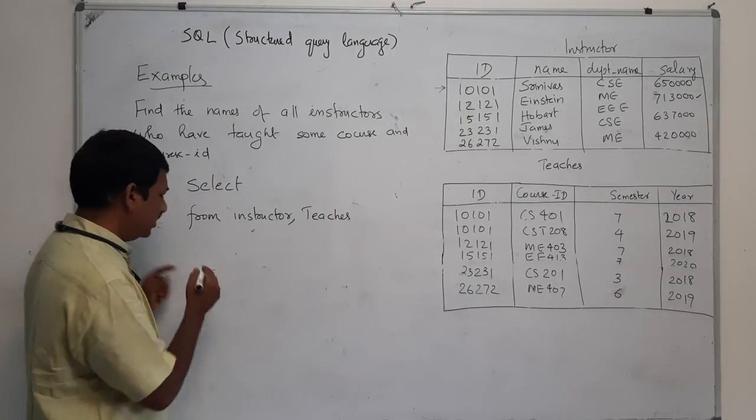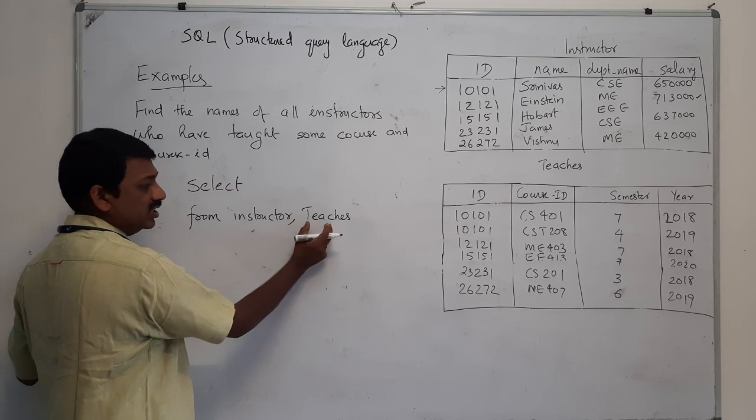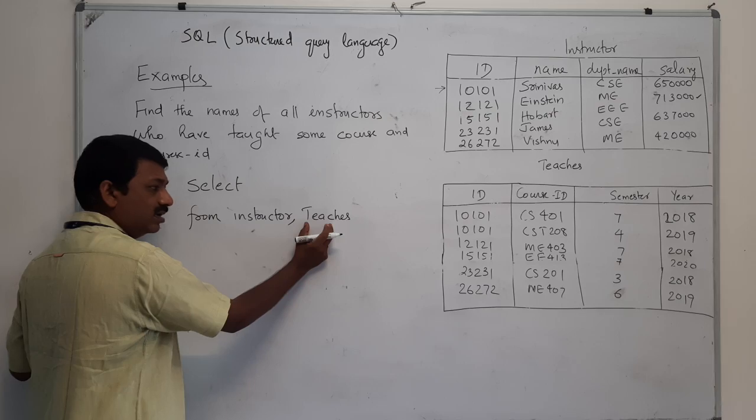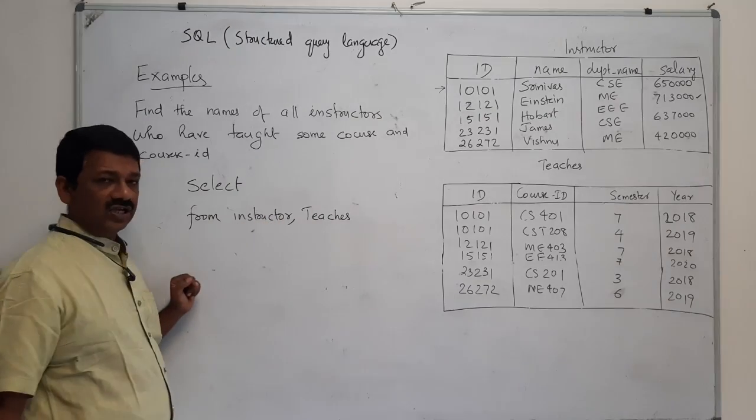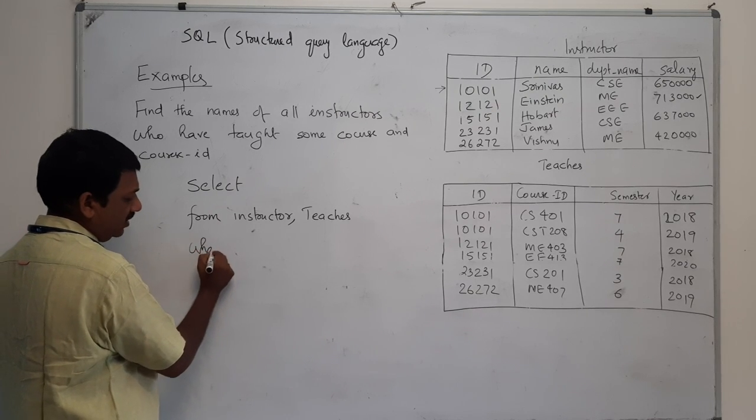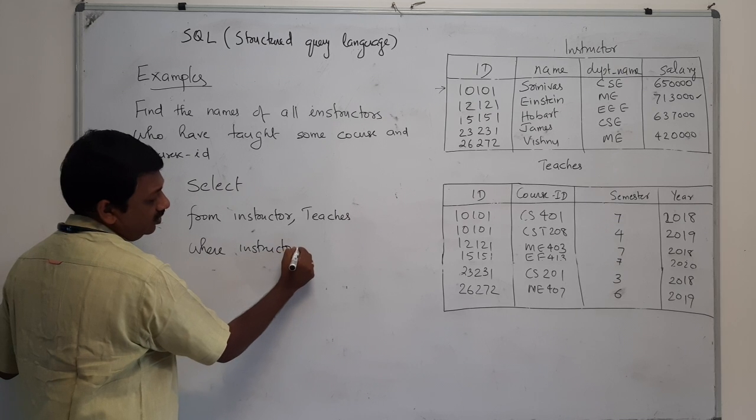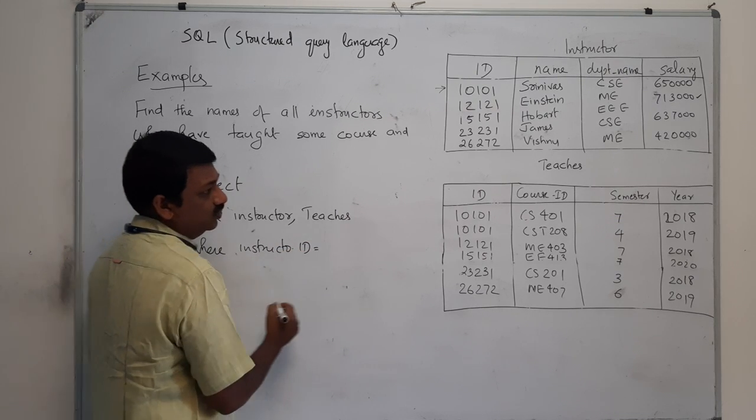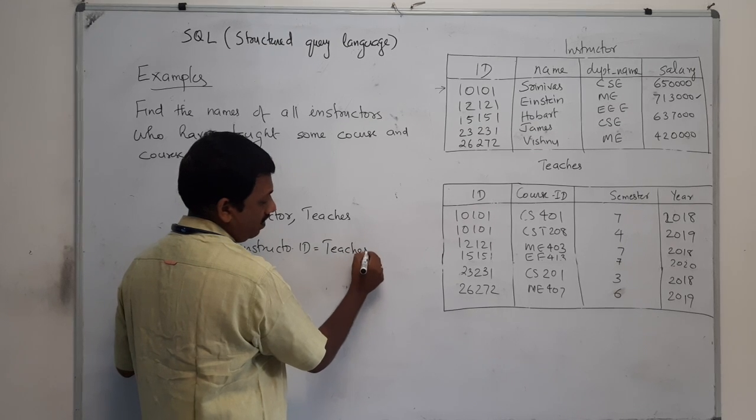So here the command is select from instructor, teachers. That means the cross product of instructor and teachers is taken, and from that you have to extract. That means select from, where instructor.id equals teachers.id.